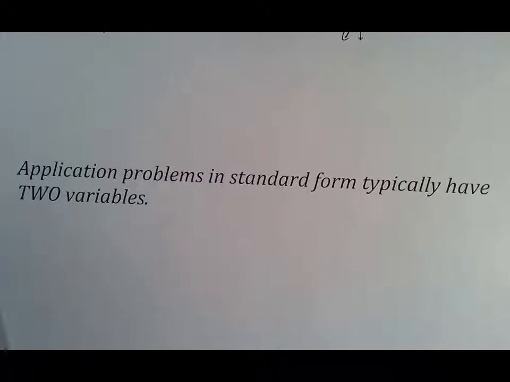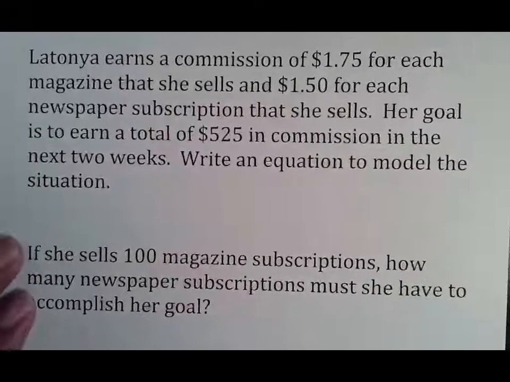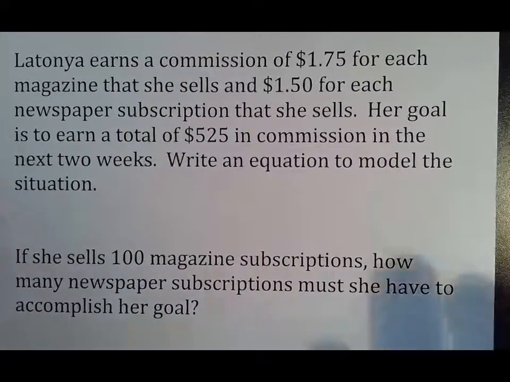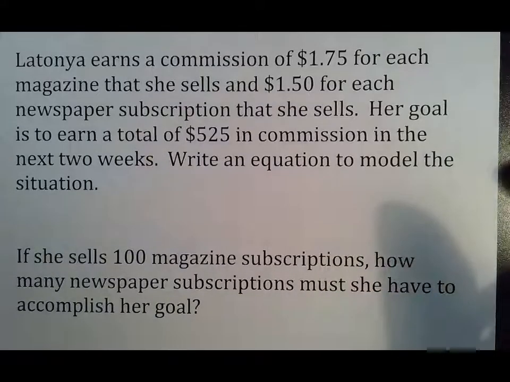Application problems are going to be showing up mainly because they're going to be on your SAT stuff and other higher level things, but it typically has 2 what we call variables, and variables you understand because I told you about the words each, per, and every, and how that changes. So if you were given a problem like this, somebody earns commission of $175 for each magazine and $150 for each newspaper. Her goal is to earn a total of $525 in commission in the next 2 weeks. Write an equation to model the situation.